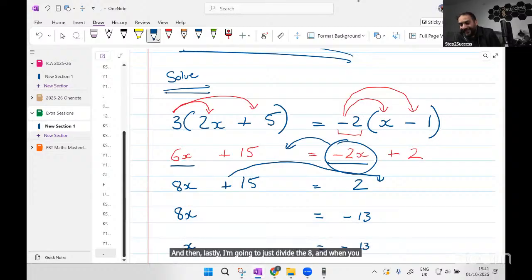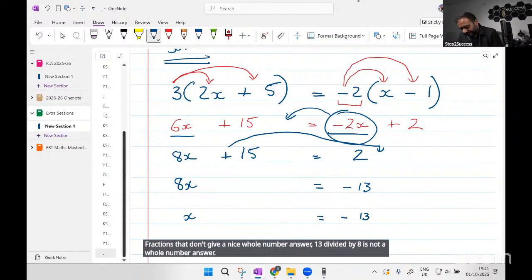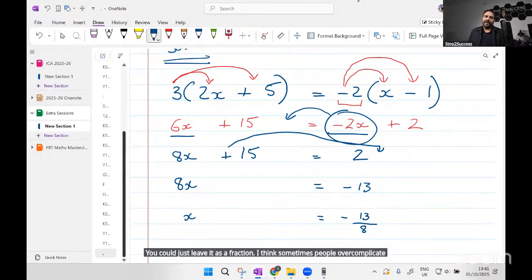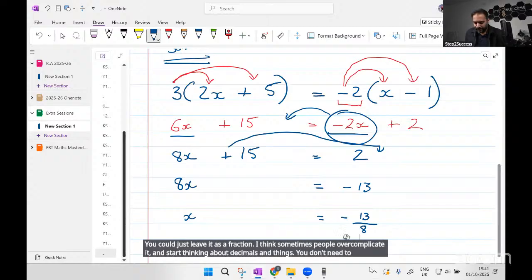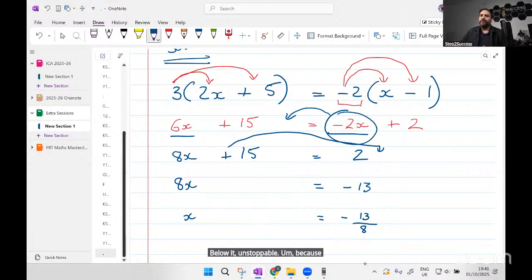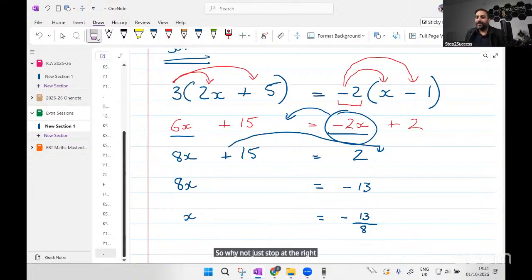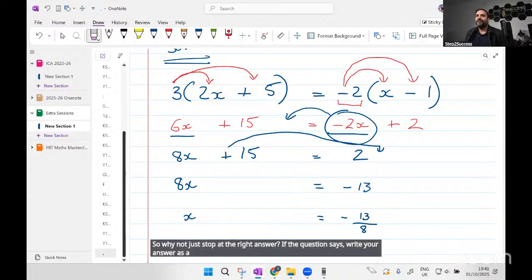And when you get these weird fractions that don't give a nice whole number answer, 13 divided by 8 is not a whole number answer, you could just leave it as a fraction. I think sometimes people overcomplicate it and start thinking about decimals and things. You don't need to do any of that. Just move the 8 below it and stop. Because if you try to do more now, you're at risk of converting this wrong, or changing it to a decimal wrong. So you've gone from the right answer to the wrong answer if you do it wrong now. So why not just stop at the right answer? If the question says write your answer as a decimal, obviously you then have to do that, but none of these did.